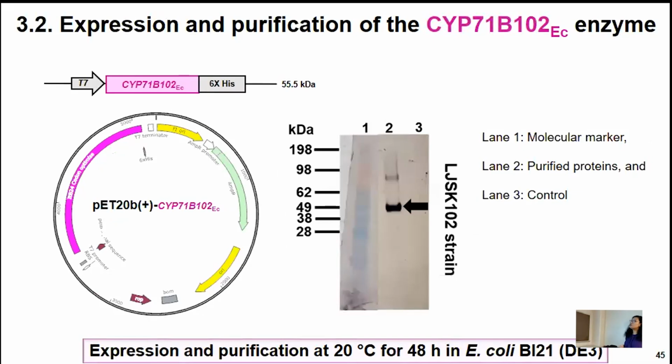So what we did was we tried with the codon optimized P450. We expressed the gene at 20 degrees Celsius for 48 hours, isolated the total protein, and this time we tried to purify it. During the purification, we did the gel run, followed by the Western. The expected band size for this was also 55.5. And this was the one that confirmed that we have the purified codon optimized P450.